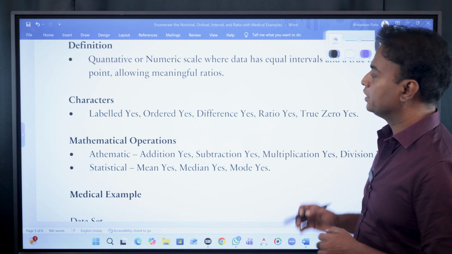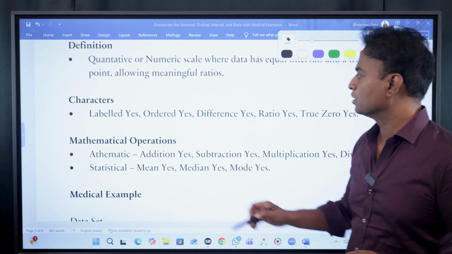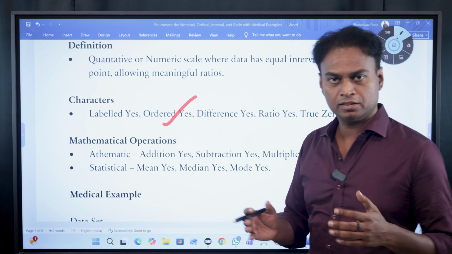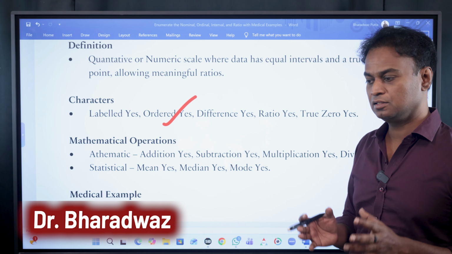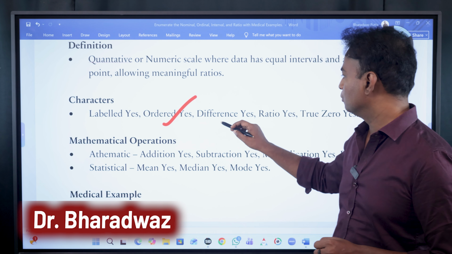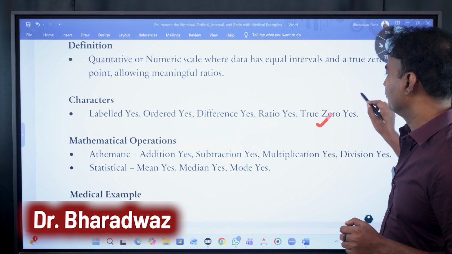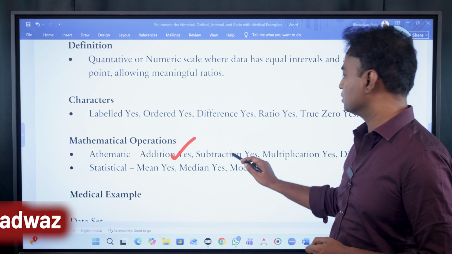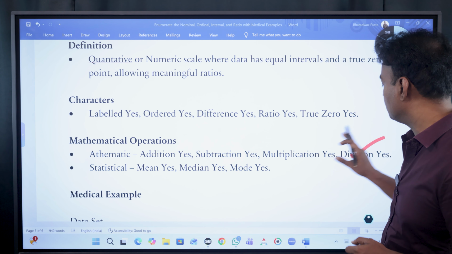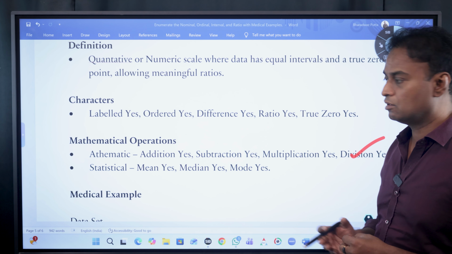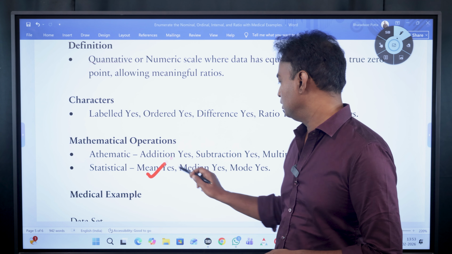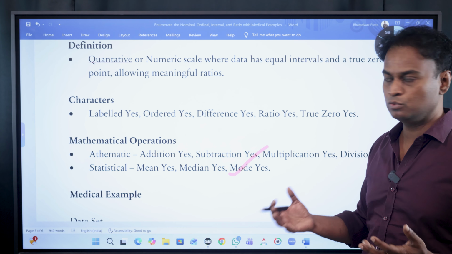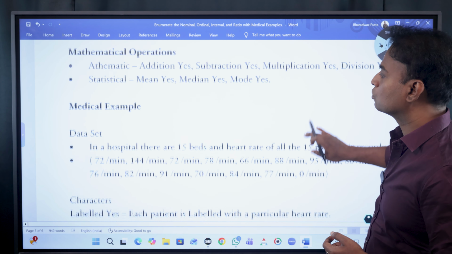So what characters will this ratio data set have? Can it be labeled? Yes, you can give names here. Can you order? As it is a number, you can order. Can you find the difference? As there are equal intervals between two data points, you can find the difference. As it has true zero, you can have meaningful ratios. And what mathematical operations? You can add, you can subtract, you can multiply, you can divide. Even though you multiply and divide, these carry weightage, these are valid. And statistical, all mean, median, mode, and also complex statistical methods can be used on this type of data.